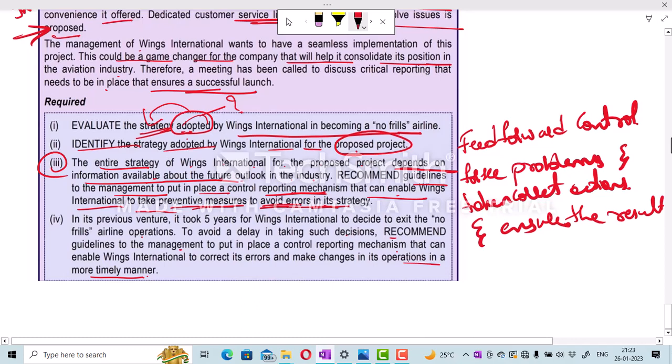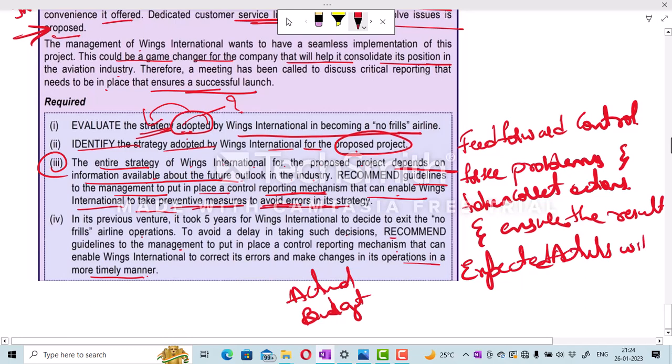Generally, if we have past data, we will compare the actuals with the budgets. But here, as we do not have the data, we should compare the expected actuals with the budget. Okay, how will we relate this to the Wings company?